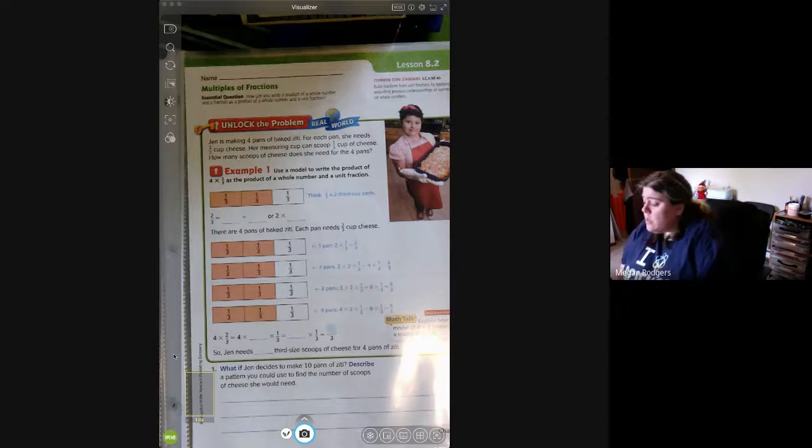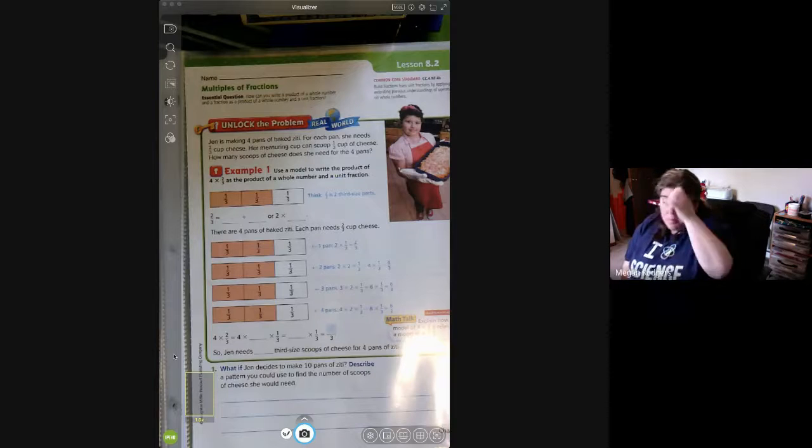All right, so we're starting with a real world example. This little girl looks like she baked something for us. It says Jen is making 4 pans of baked ziti. For each pan, she needs 2/3 cup cheese. Her measuring cup can scoop 1/3 cup of cheese. How many scoops of cheese does she need for the 4 pans?